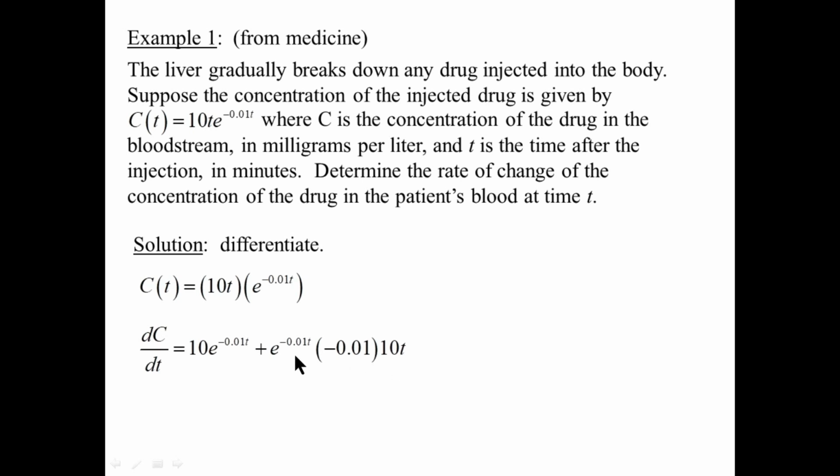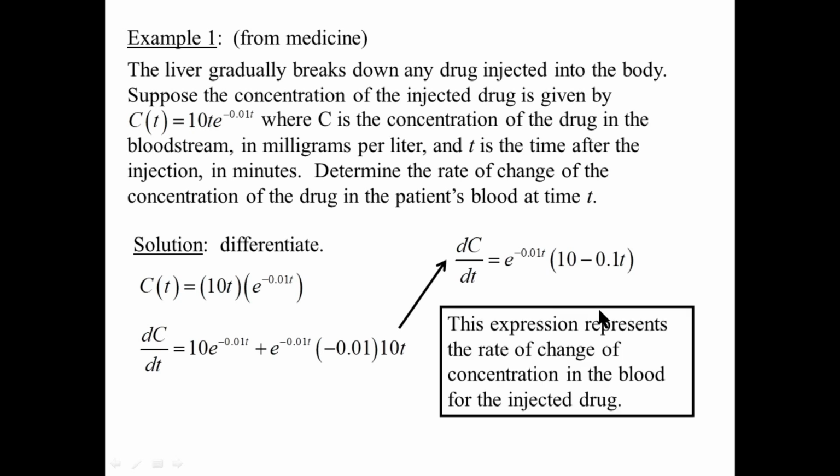And we can factor out, which is a usual and normal occurrence, e to some exponent. So let's factor out e to the negative 0.01 t out of each of these two terms, and we end up with this expression. The expression represents the rate of change of concentration in the blood for the injected drug. And there's your rate of change there. It's the derivative.